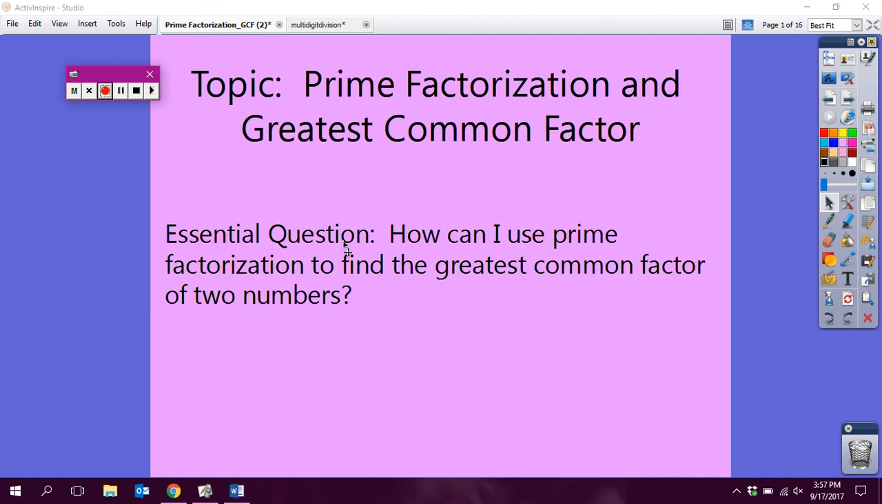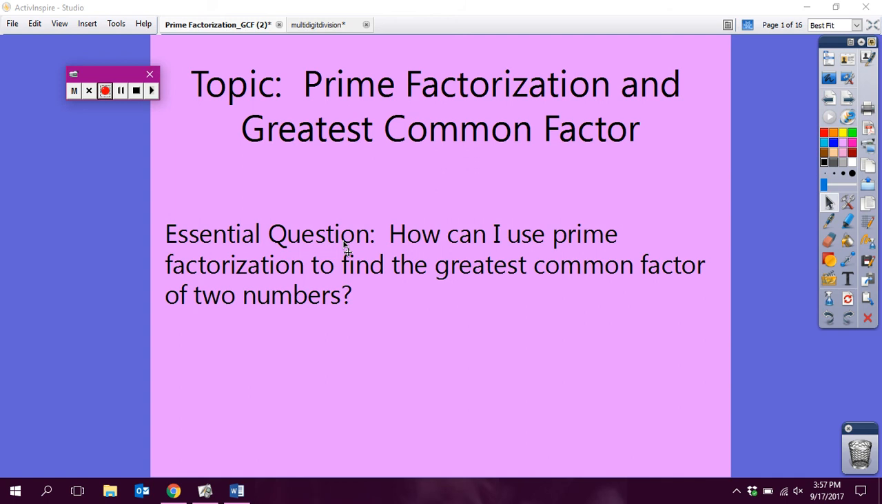So today your topic is prime factorization and greatest common factor. What we're going to be doing is using prime factorization to find the greatest common factor of two numbers. You'll see the topic and the essential question written on the screen in front of you.